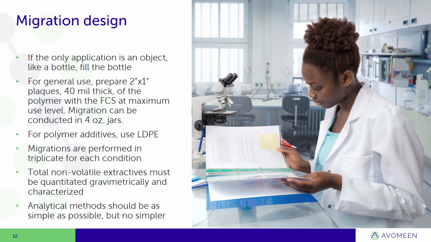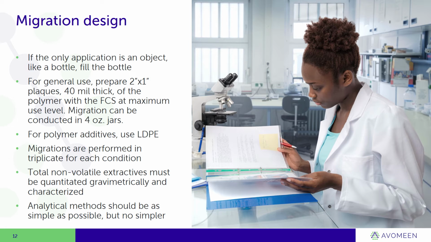Okay, migrations are performed in triplicate for each condition. The total non-volatile extractives must be quantitated gravimetrically and characterized. The FDA considers everything below 1,000 molecular weight to be a chemical, so the non-volatile extractives, you need to characterize them so you can understand how much of the monomers are coming out, and are they reacting with anything, and are they creating any sort of anything that could be potentially toxic or carcinogenic.